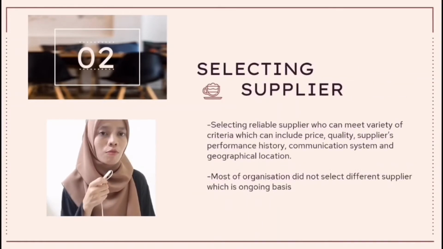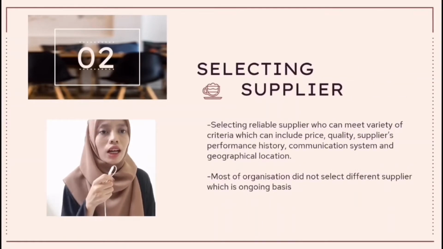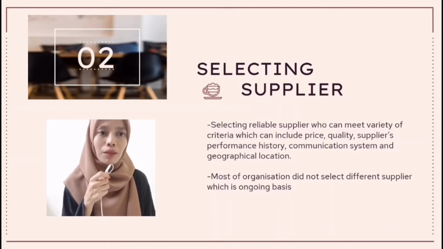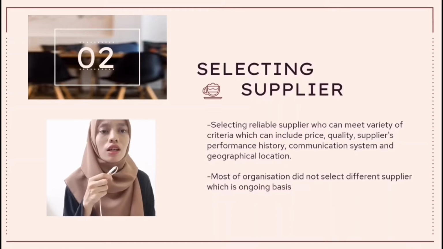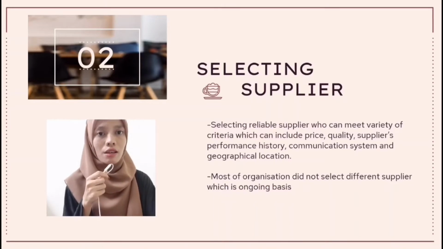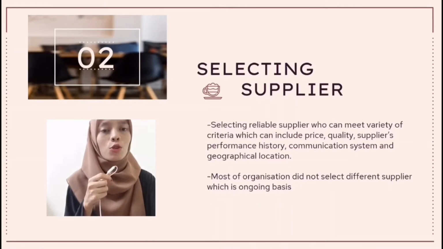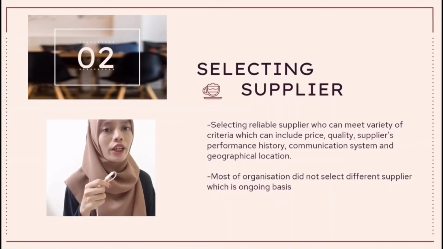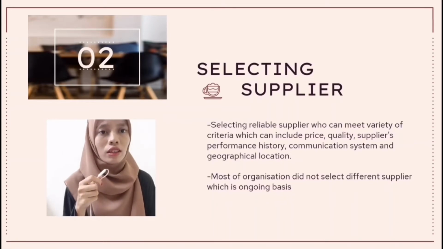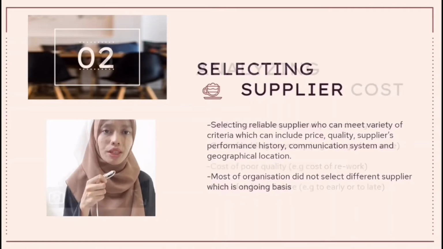The next element of managing suppliers is selecting supplier. Companies should select reliable suppliers who can meet a variety of criteria which can include price, quality, supplier's performance history, communication system, and geographical location. For example, Nespresso by Nestle, the manufacturer company is Uxter or Frismac, which is a Swiss company. It is one of the world's largest coffee machine producers. So, Nespresso has a high quality product for their consumers. And also, most organizations do not select a different supplier on an ongoing basis.